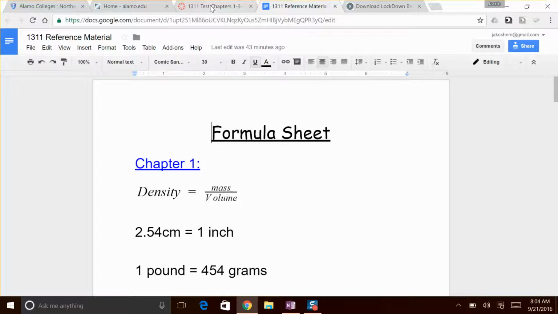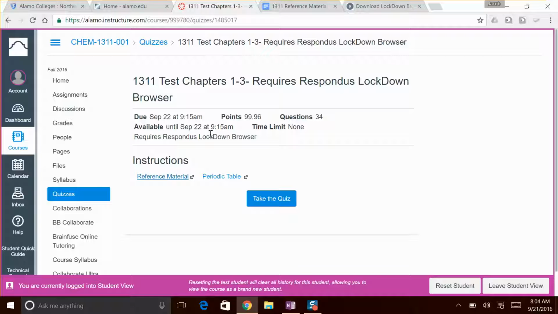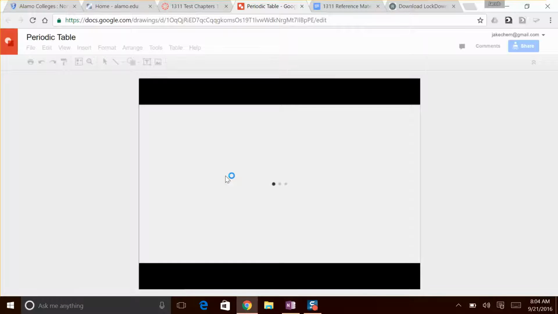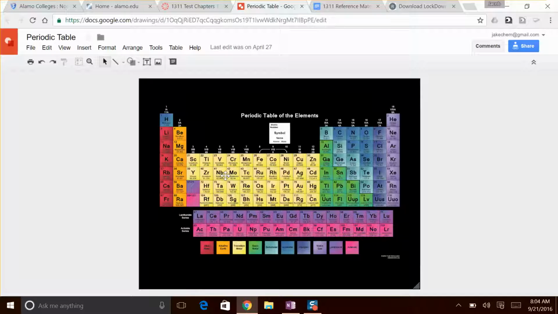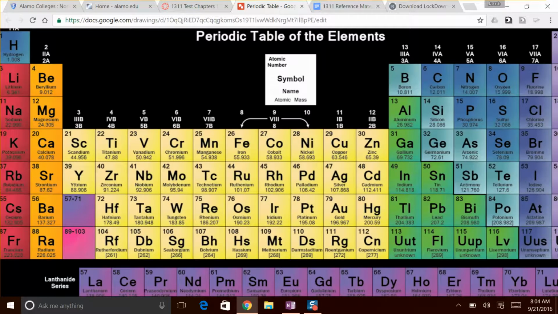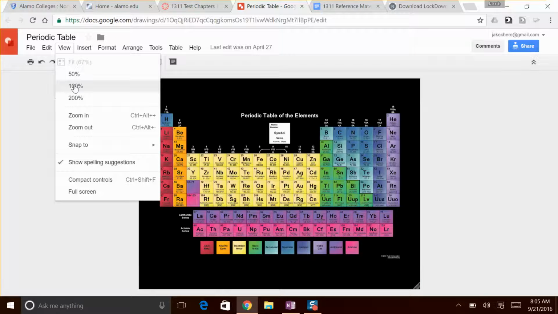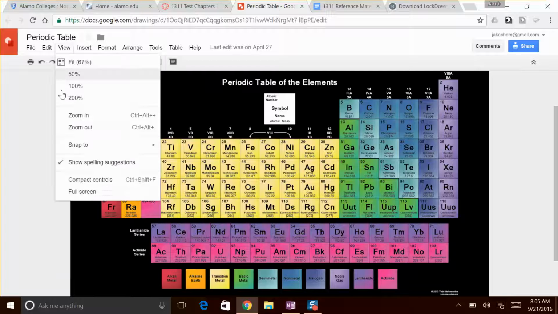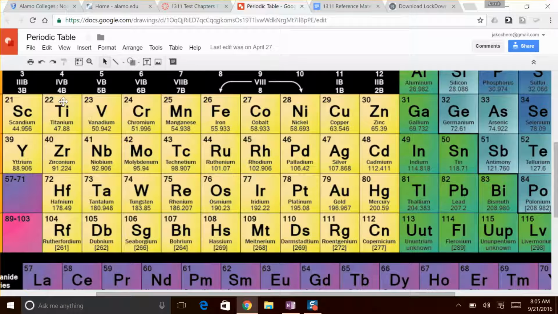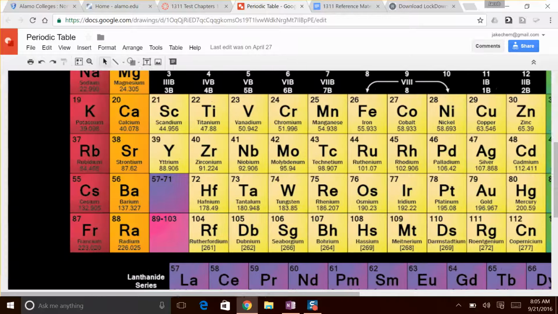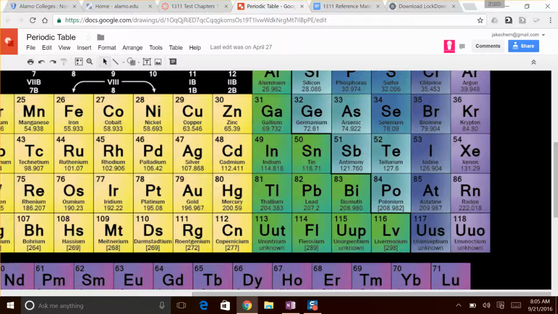Make sure you bring a calculator. A calculator is going to be necessary. Here's the periodic table that you're going to be provided. You might say, oh, that's really small, I can't see, Mr. Crandall. Well, just make it bigger or smaller. If you can't do it with your fingers, you can go to view and view it at different sizes. That will allow you to view it bigger and to see it.